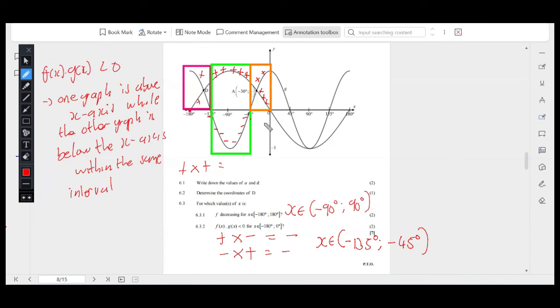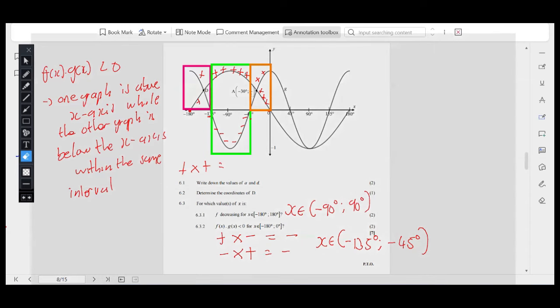And that's how you go about answering those questions. As you can see, a lot of your questions from trigonometry will just depend on you having to analyze the diagram and understand how to interpret those questions.